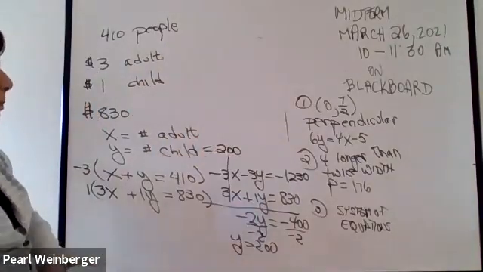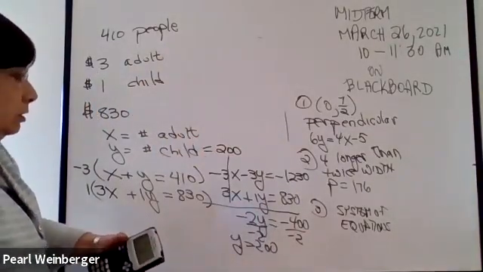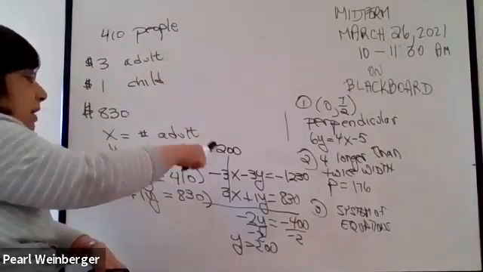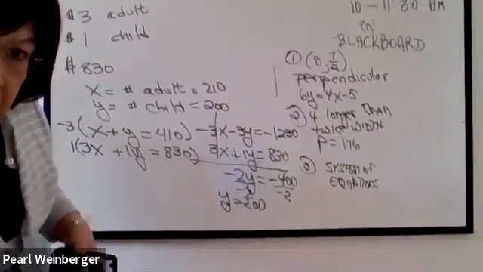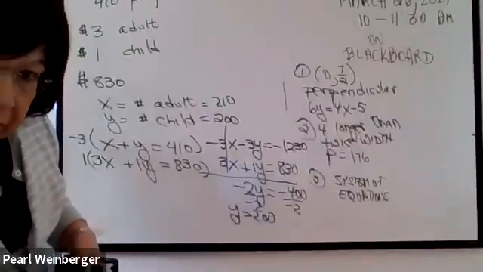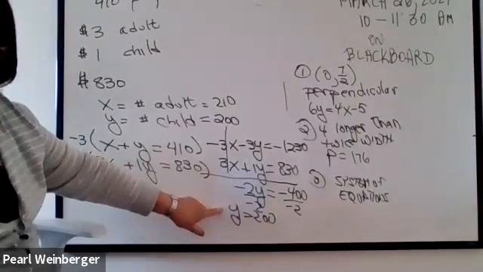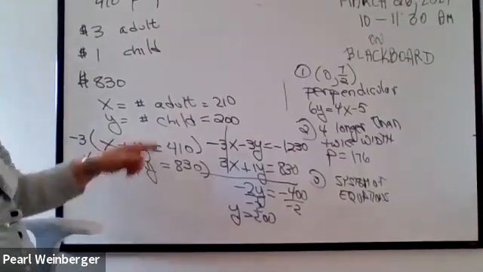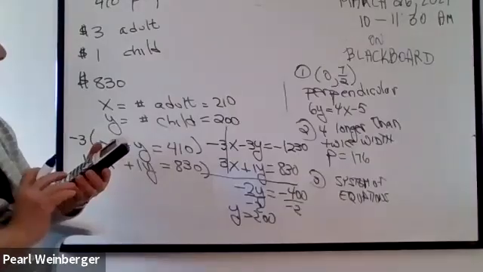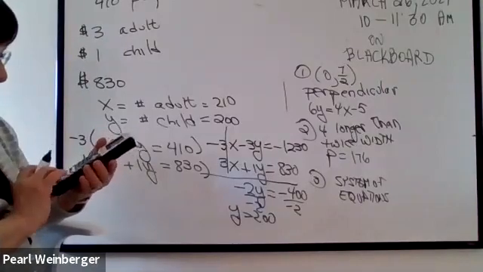And what does that mean about the adults? That there had to be 210 adults because there's 410 people. They have to add up to 410, so it's 210. Can you lower your camera a little bit so I can see the bottom? Is that better? Can you see it now? Okay, y equals 200. Y equals 200, right? Okay. So our final answer is 210 adults and 200 children.